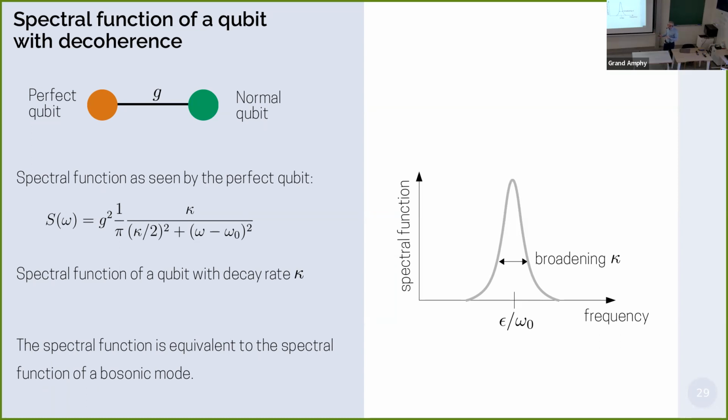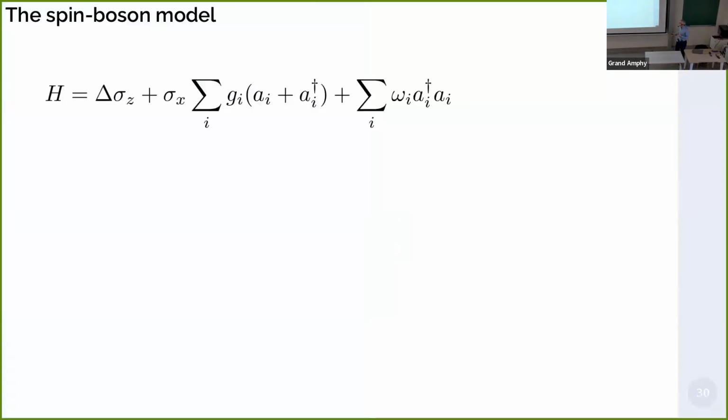spectral function of this environment as seen from the perfect qubit is kind of this Lorentzian, where the frequency omega-0, or epsilon, we call it, omega-0 is the frequency splitting of your qubit, and this kappa is the decoherence rate of your qubit. Yeah, so that is the kind of spectral function that your qubit sees if you couple it to a normal qubit. Now, knowing this, let's now see how we do this mapping from the noisy system model.